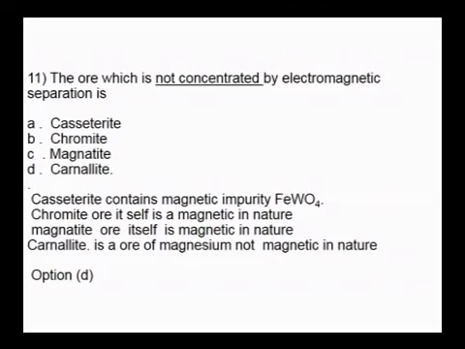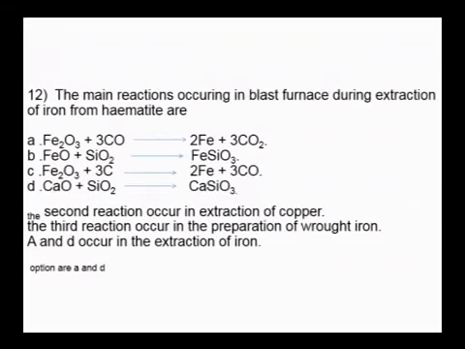FeCr2O3 is magnetic in nature. The next one is magnetite. The composition of magnetite is Fe3O4, so it is also magnetic in nature. The last one, carnallite, its composition is KCl.MgCl2.6H2O. So it is non-magnetic and hence it is not concentrated by electromagnetic separation. Therefore, the option is D. Let us see the next question, the 12th one.